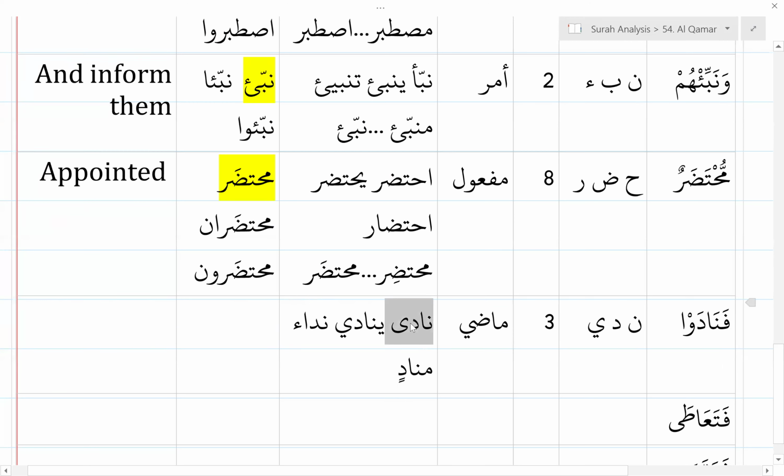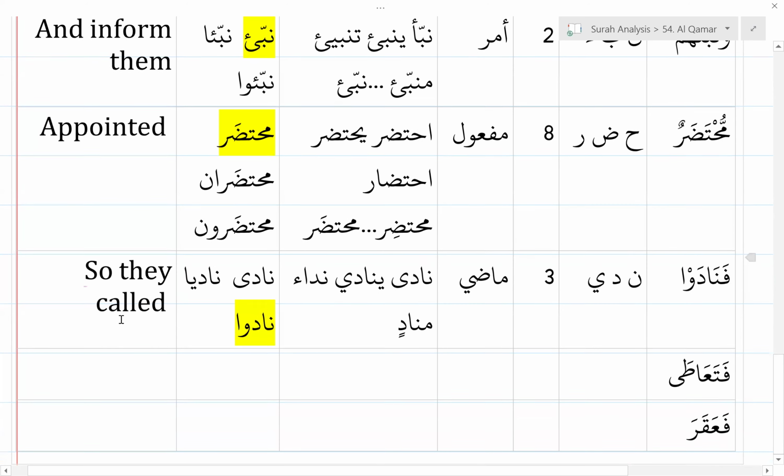So the past tense verb is نادى, and with the plural the ya comes back: نادوا. So this is نادوا, the word we're looking for. And it means to call upon, so they called.